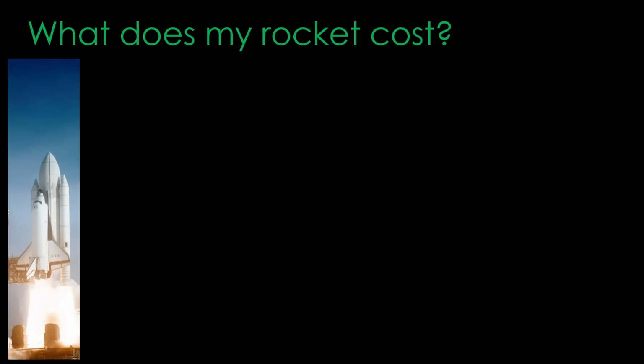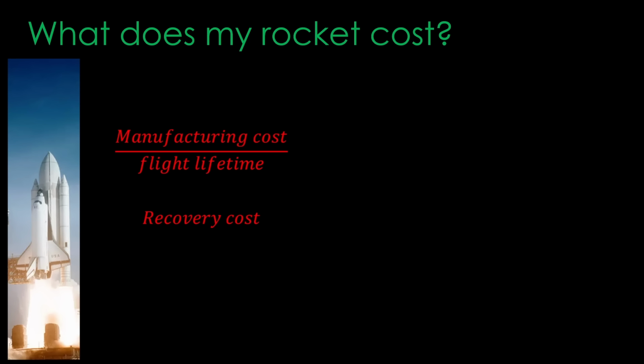As an example of a partially reusable system, we can look at Shuttle. The cost of flying a rocket component is the manufacturing cost divided by the number of flights we can reuse it. There is a recovery cost for the reusable part, how much it costs to get it back to the location where you can reuse it, and there is the refurbishment cost, how much it costs to inspect and repair the component for the next flight.